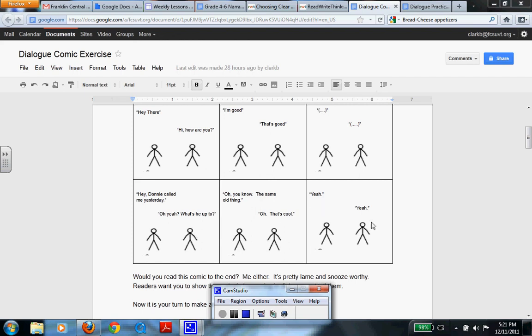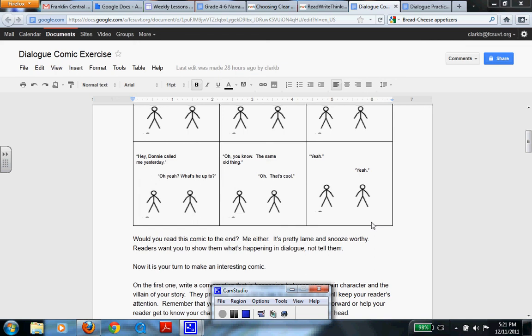So if you only have 6 boxes of dialogue for your comic strip, this would be pretty boring. I don't know if I would actually read this. It's pretty lame and snoozeworthy if you think about it. Readers want you to show them what's happening in dialogue, not just tell them.